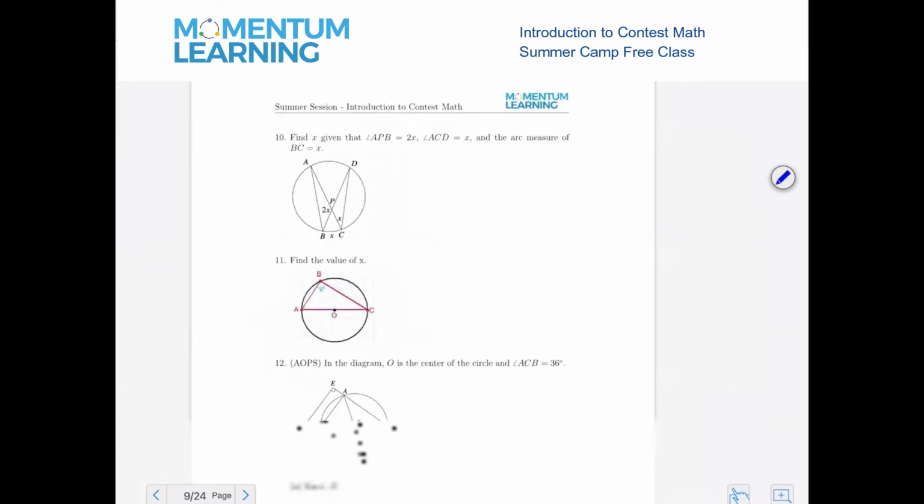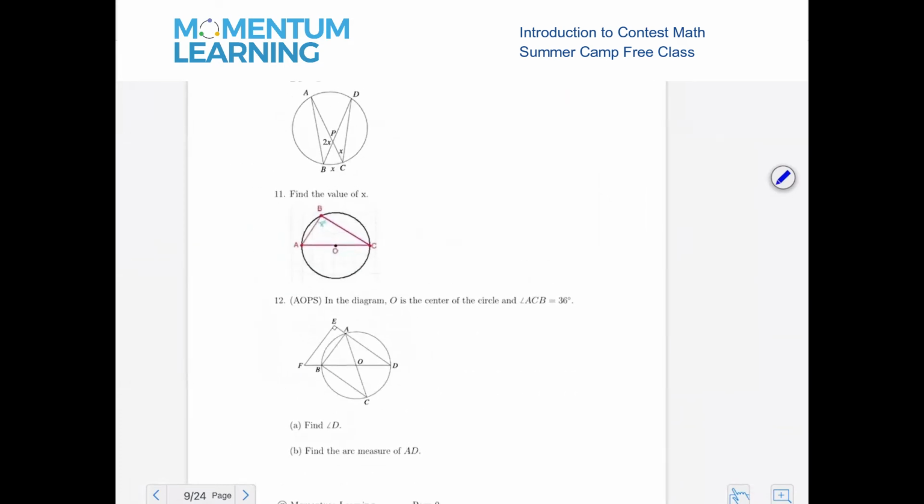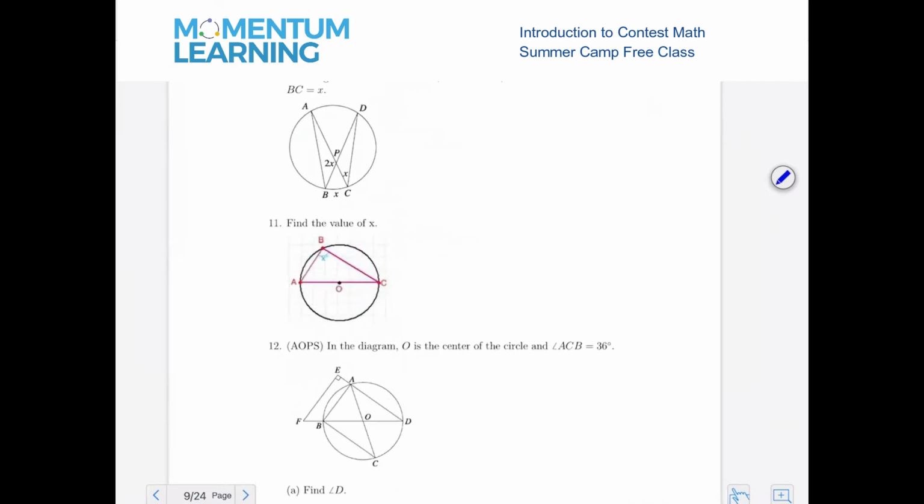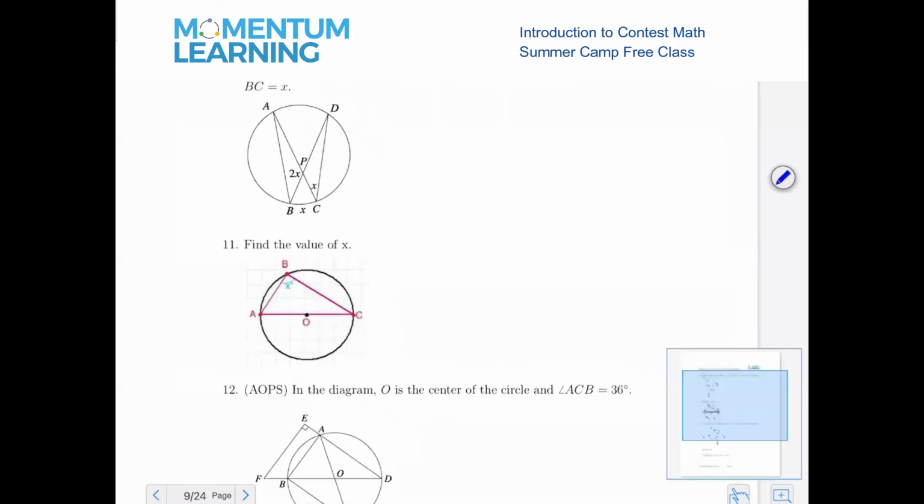Again, I'm going to skip these examples, so we're going to take a look at these ones here. Now, this is a little bit more challenging. It is given that APB is 2x, ACD is x, and arc BC is also x. These are all angles, by the way. The question is, what is the arc measure of BX?